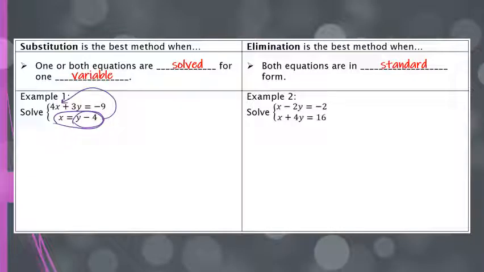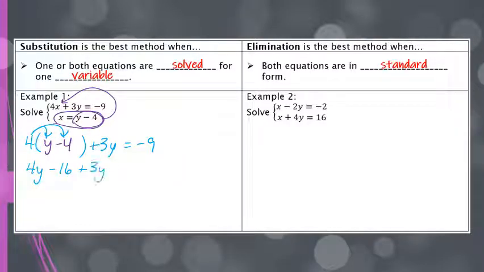So I'm going to do 4x, but instead of x, I'm putting what I know it's equal to, which is y minus 4. And then I'm just going to copy down the rest of the equation. So plus 3y equals negative 9. So now I have an equation that only has y. I'm going to distribute the 4. So it's going to give me 4y minus 16 plus 3y equals negative 9.